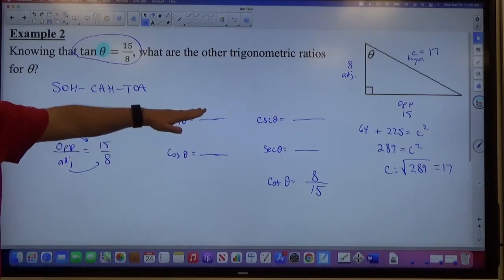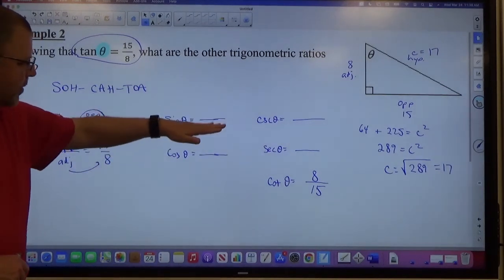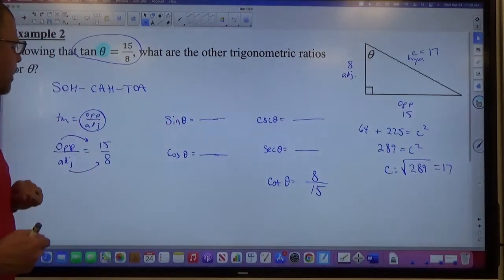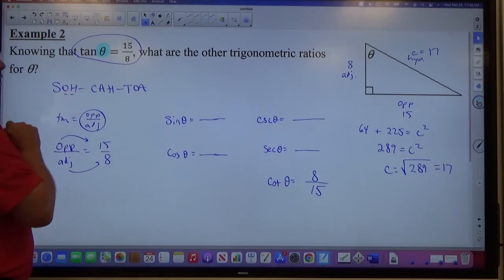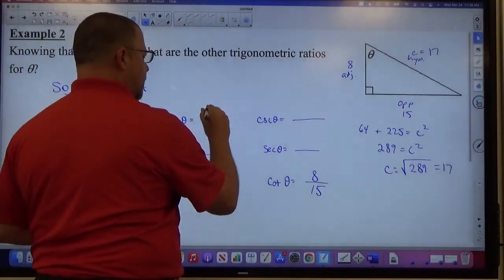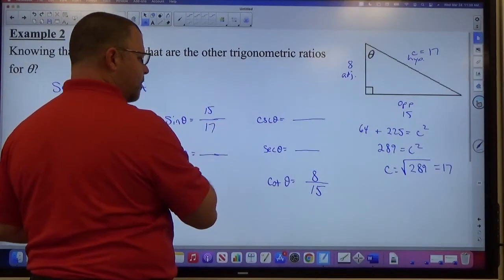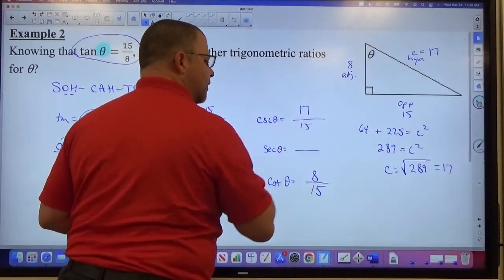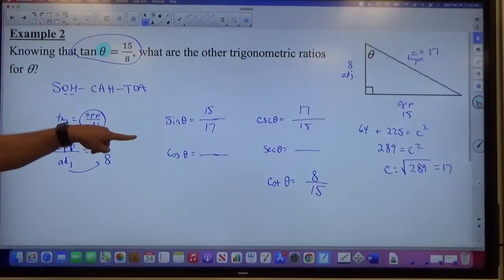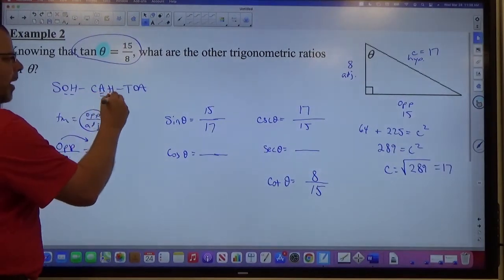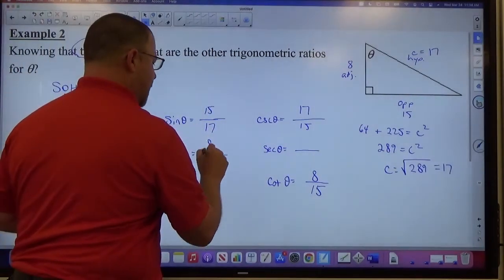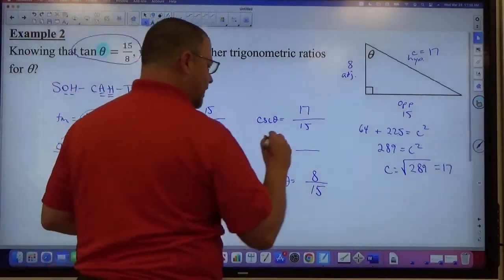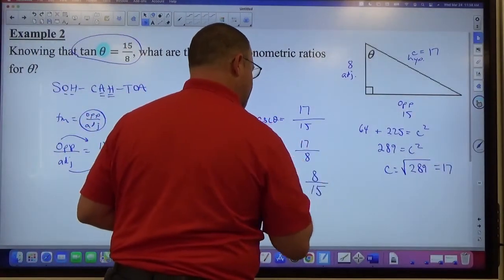The rest of them, I need to find sine and cosine to find these, right? So I want sine and cosine off of SOHCAHTOA. I reciprocate to get cosecant and secant. Sine is opposite over hypotenuse. Opposite is 15. Hypotenuse is 17. So cosecant is the reciprocal, 17/15. Cosine is adjacent over hypotenuse. Adjacent is 8. Hypotenuse is 17. Cosine is 8/17, which means secant is 17/8.